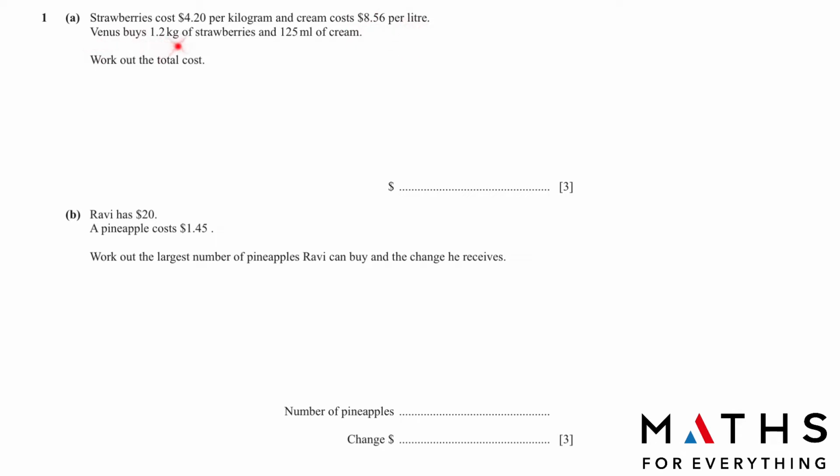Let's start. The first question, strawberries cost $4.20 per kilogram and cream costs $8.56 per liter. Venus buys 1.2 kilogram of strawberries and 125 milliliter of cream. Work out the total cost. There's a little twist in here.